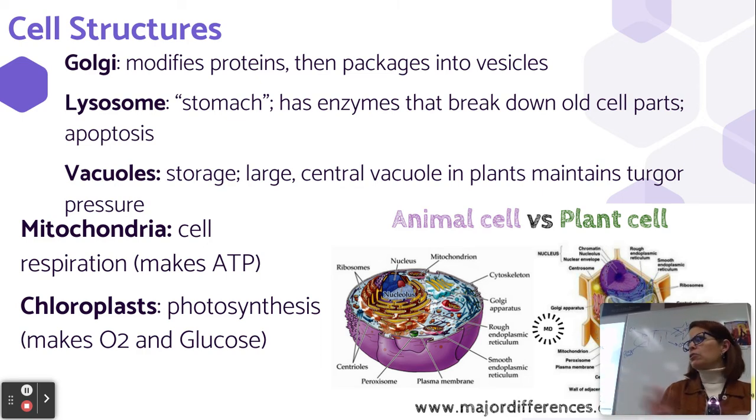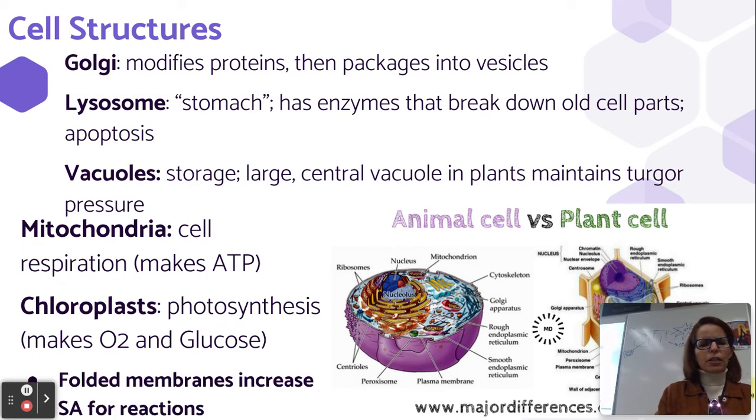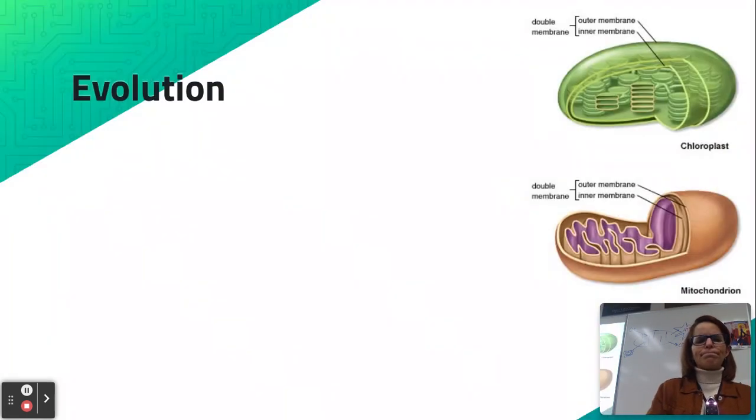Mitochondria, we're going to have an entire unit talking about this, so cell respiration and photosynthesis. But just remember, mighty mitochondria, it's going to make your ATP, and the chloroplasts are going to make your oxygen and glucose. Both of them have very folded membranes that allow more reactions to occur on those membranes. That's why they're highly folded.